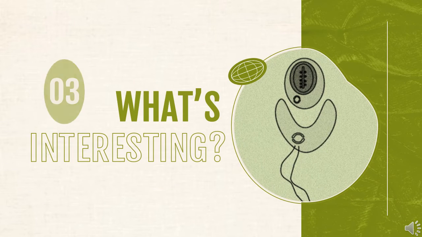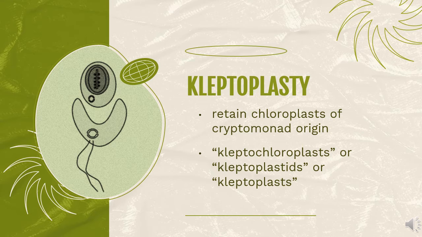For the last segment, what are the interesting features of Gymnodinium fuscum? Initially, the Gymnodinium genus caught my attention because Sir mentioned that they are capable of kleptoplasty. Kleptoplasty is a type of photosynthetic association in which these organisms retain chloroplasts. For this genus, Gymnodinium, they retain chloroplasts of cryptomonad origin.